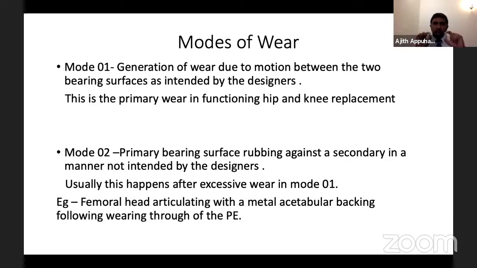Mode 2 means a primary bearing surface rubbing against a secondary surface in a manner not intended by the designer. It usually happens, now imagine, in total hip replacement, due to excessive wearing of the polyethylene liner by the femoral metal head, that will go and touch the metal acetabular back, that will produce wear, that is called type 2. That is called mode 2 wear. One primary bearing surface rubs against the secondary.